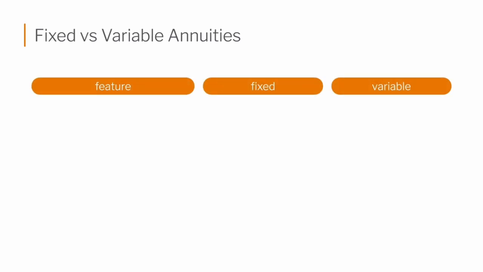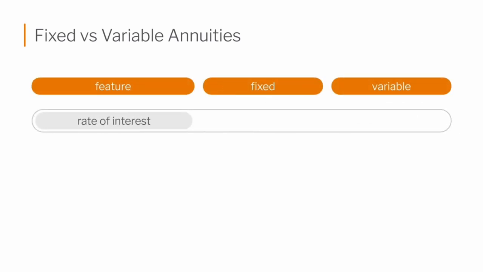Let's look at each of the major features. First of all, you have the rate of interest. On a fixed annuity, you have a stated guaranteed interest rate offered by the insurance company. That's how your money grows. On a variable, there is no guaranteed rate because there is no interest rate. The growth of your money is dependent upon the separate account and the mutual funds that are being purchased through the separate account.